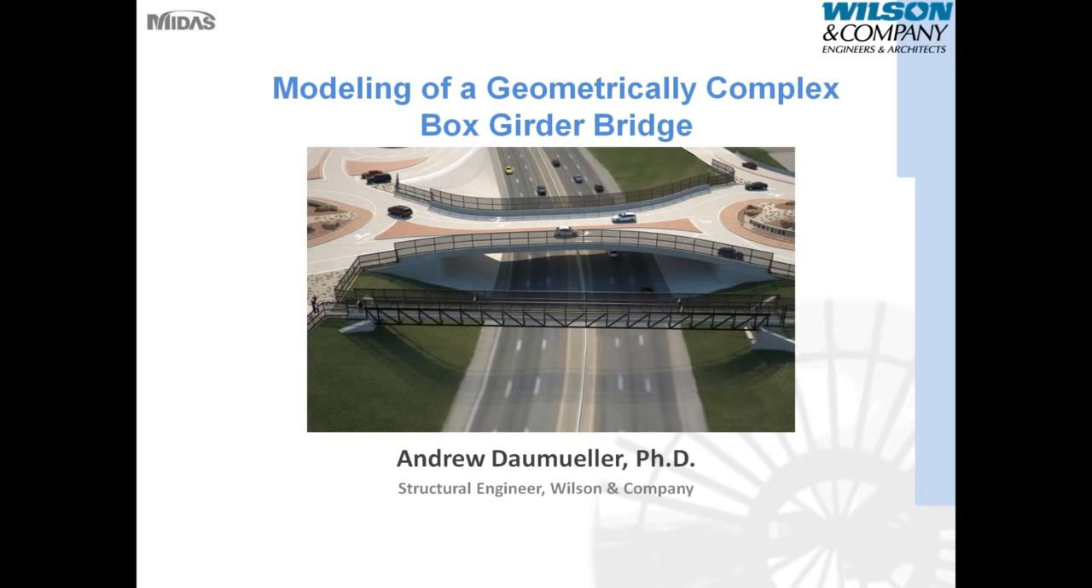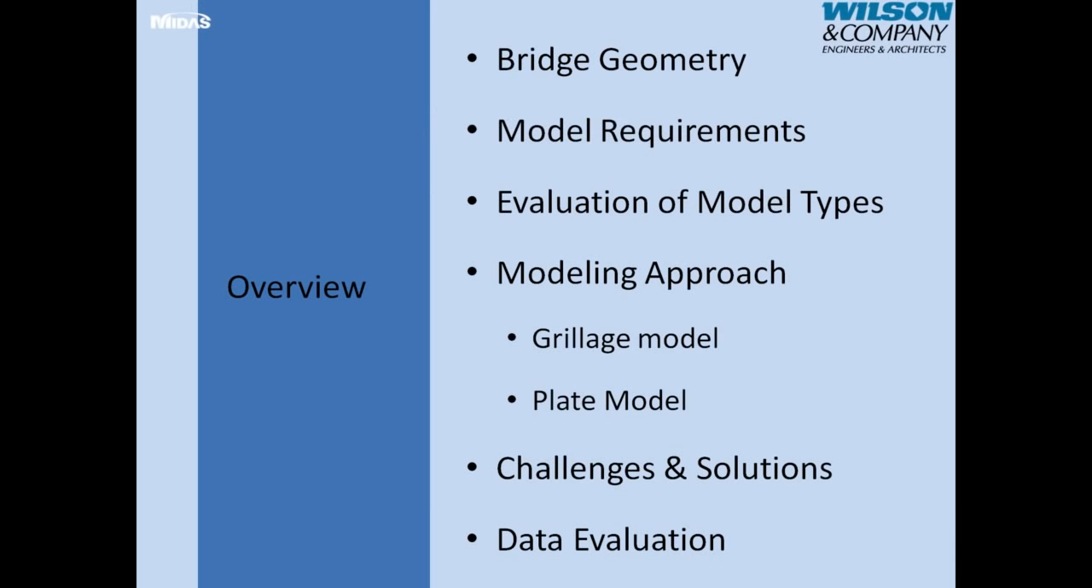All right, thank you. So today I'll be speaking about the modeling of a geometrically complex box girder bridge. Here's a brief overview. First I'll be discussing the bridge geometry of the structure that I worked on. Next I'll be going into the model requirements, what we needed from these models, the evaluation of various model types, and the modeling approach for both grillage and a plate model. I'll also discuss some of the challenges faced and the solutions I came up with for this project, and I'll discuss the methods that I used for evaluating the data.